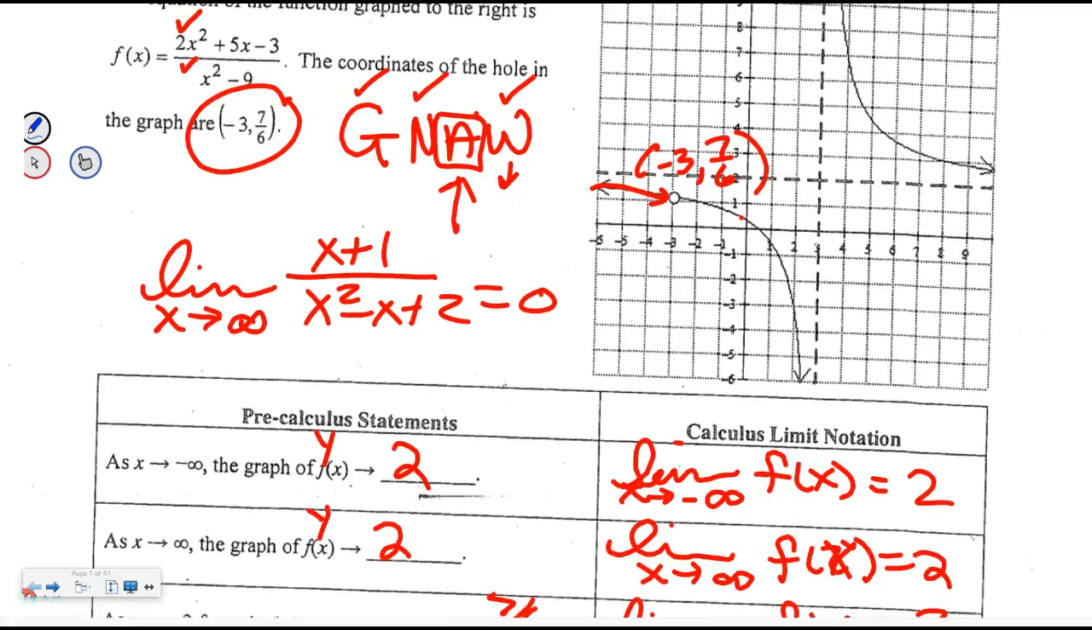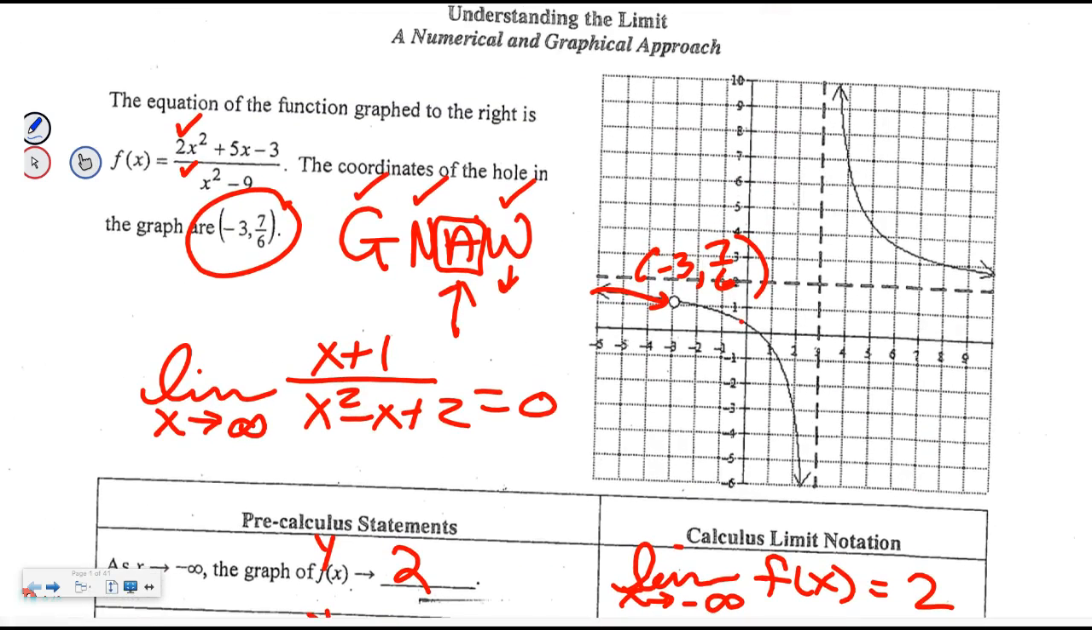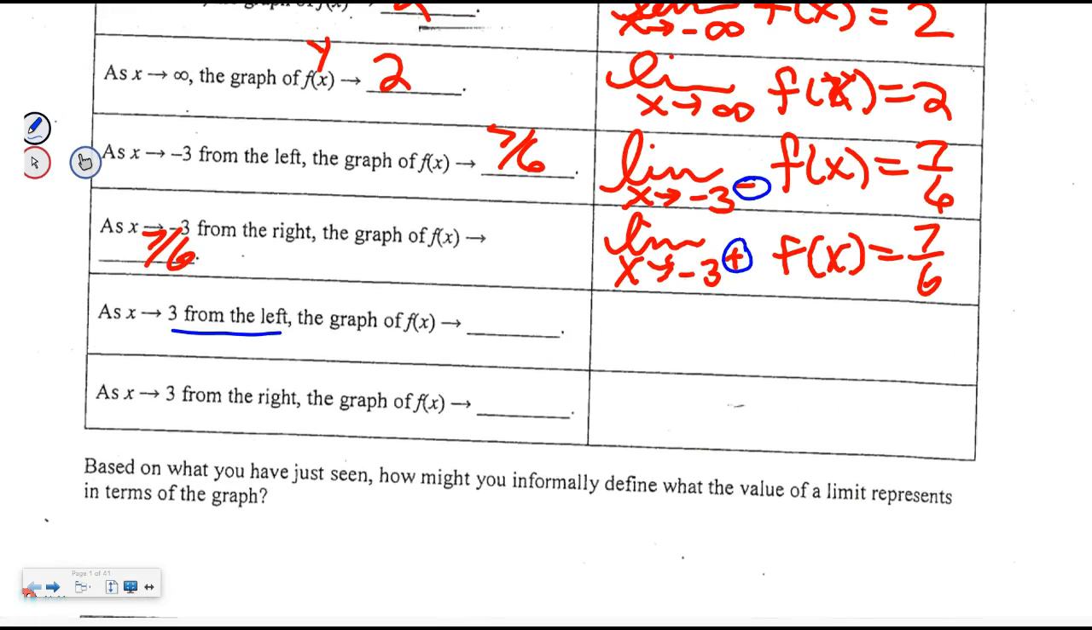So hop up here, approach 3 from the left. So I'm coming in, got to hop on the function, jump the hole, head on, boom. Where do you think the limit is? Negative infinity. Exactly. I want you to write that using the proper notation. How do you write limit as x approaches 3 from the left?